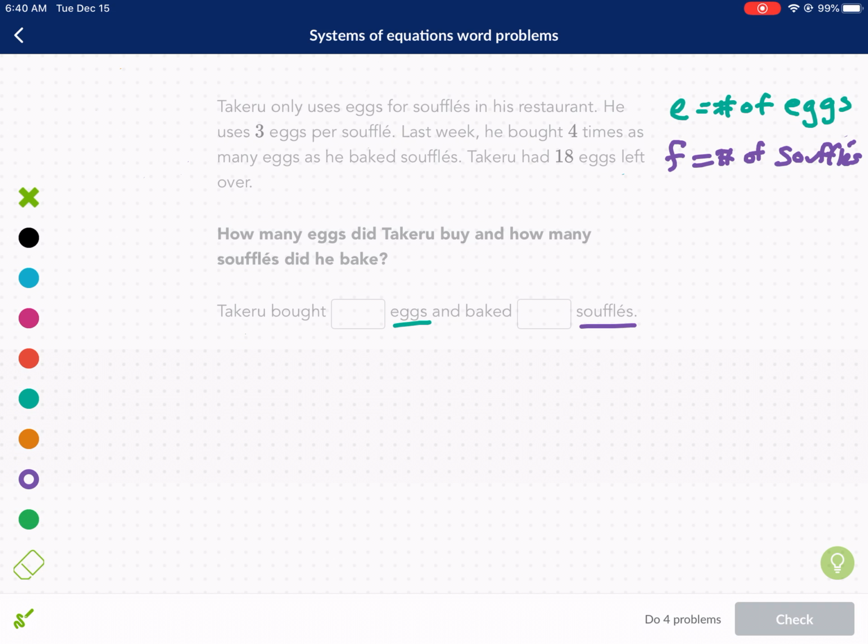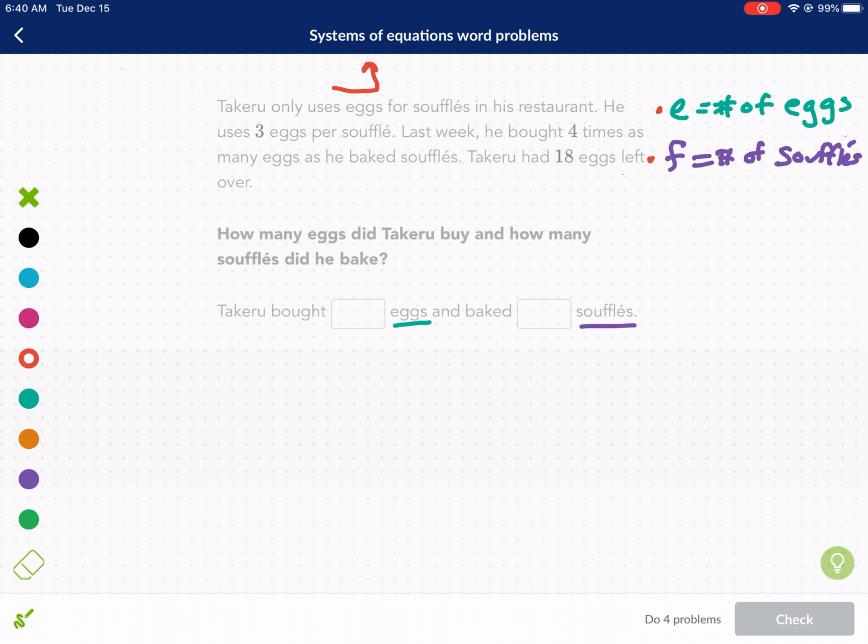Now, so we have eggs, we have souffles, and now we need 2 equations because we have 2 variables. Anytime you have 2 variables, we know we're going to be using 2 equations, which means we're going to be solving a system of equations. That's what we're doing here. So now we need to figure out what our 2 equations are.